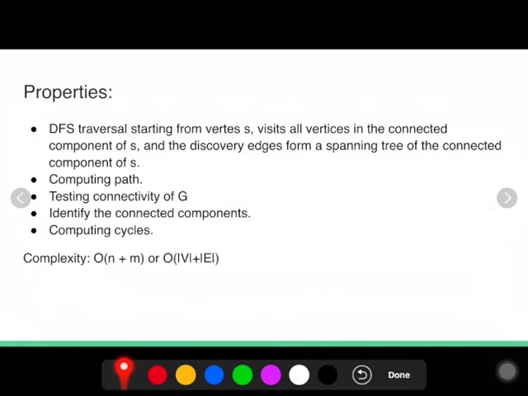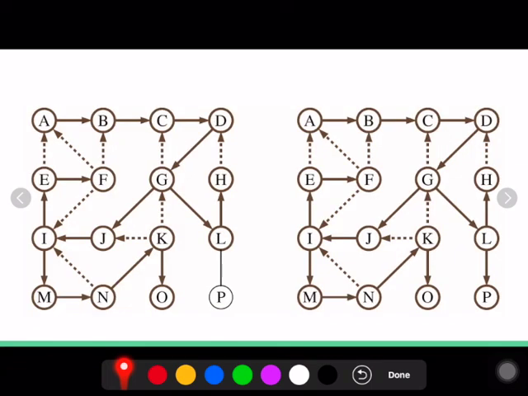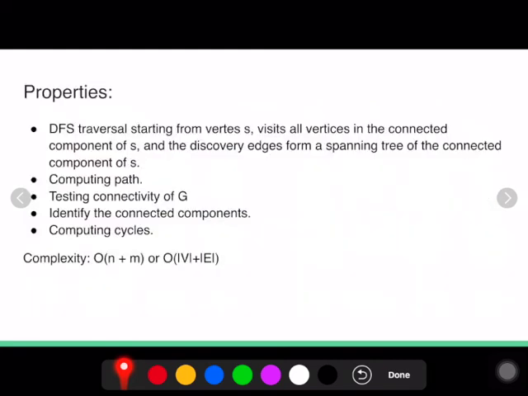So what are the different properties? DFS traversal starting from vertex S visits all vertices in the connected component of S, and the discovery edges form a spanning tree of the connected component of S. If you carefully observe this, when you do a DFS traversal, as we are marking every edge that is going back to a vertex which is already visited as a back edge, that indicates that in this particular graph, if we remove all the back edges, that will give me a spanning tree of the graph G, because a spanning tree is a tree which doesn't have any cycles. So if we remove all the back edges, this indicates that we don't have any cycles in this particular graph.